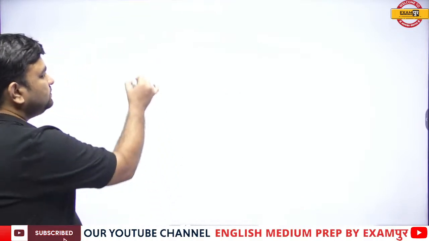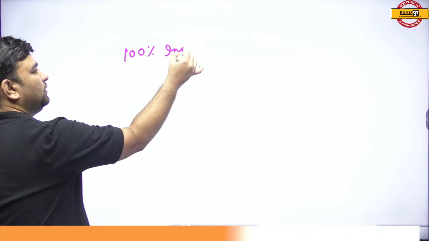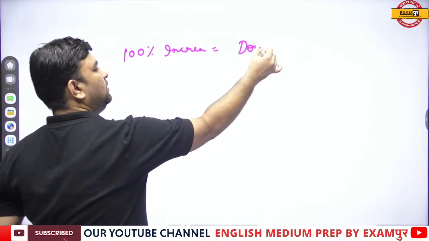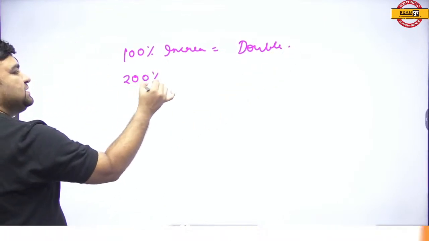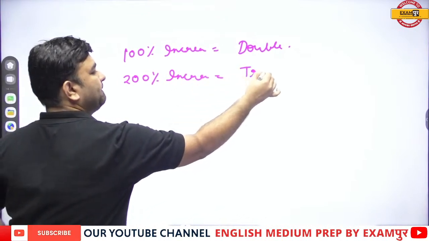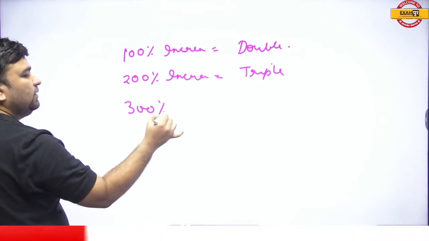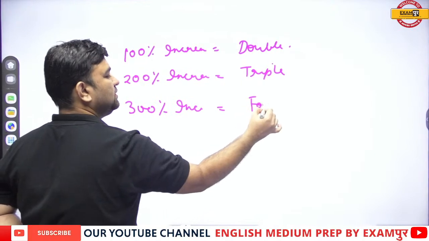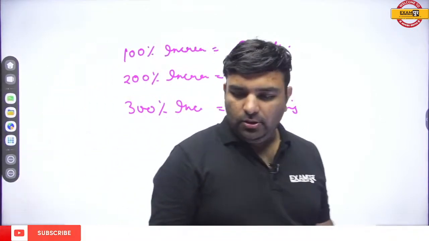So 100% increment is double. 200% increment is triple. 300% increment is 4 times. You can observe the pattern.